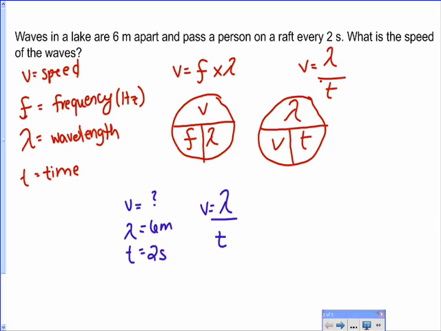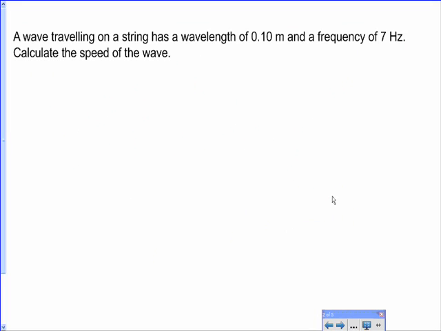So that means I have to use this formula over here because I have wavelength and time. So I've got V equals wavelength divided by time, and I fill in my numbers. So we say 6 meters divided by 2 seconds. So that means my wave speed is 3 meters per second. Write down any questions you have so you can ask me once we get to class. Now I would like you to do this practice problem. Pause the video, complete the problem, make sure you understand how to calculate it, come back to check your answer.